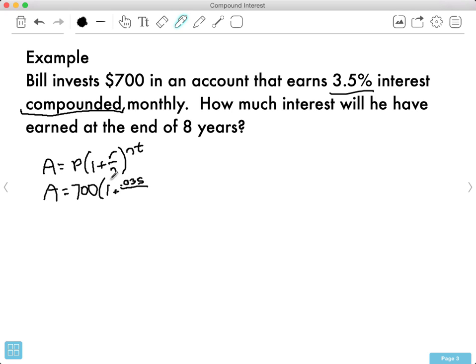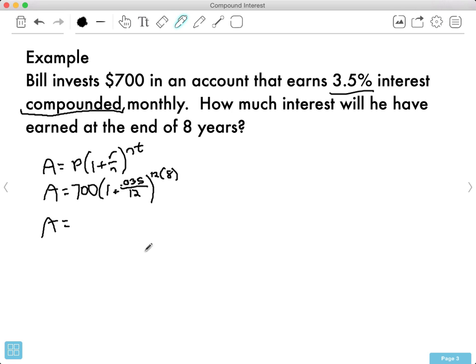And I divide that by n, which is the number of times we're compounding in a single year. So dividing by n, I'm going to divide by 12. And then in my exponent, I've got a 12 again. Remember, n shows up twice in this formula. And my time is 8 years. I'm just putting that in brackets just to show that I'm multiplying that together.